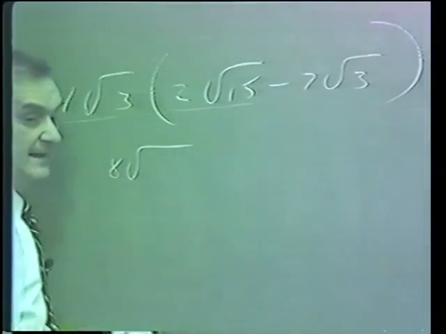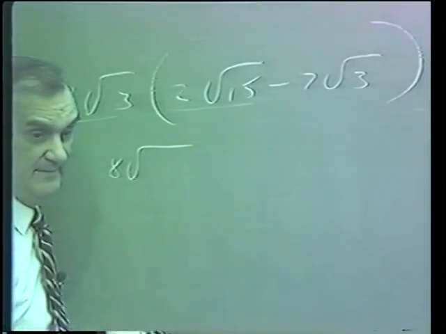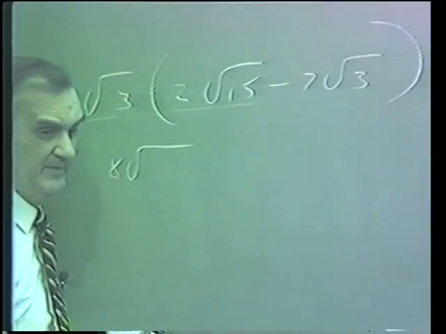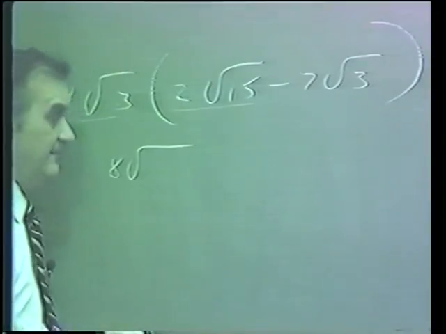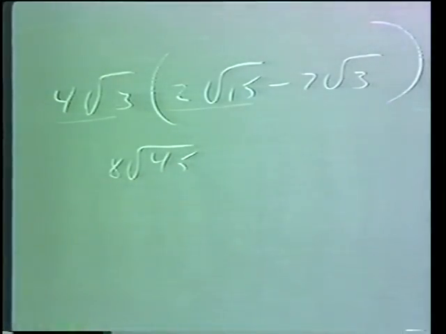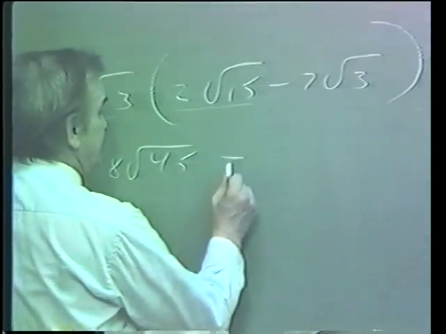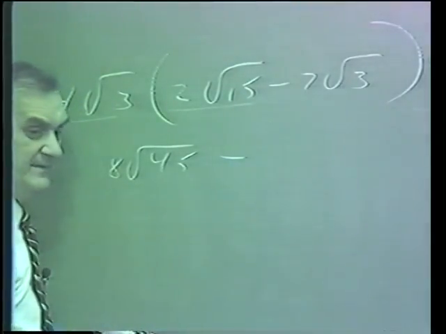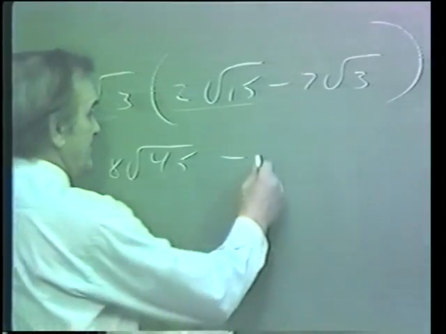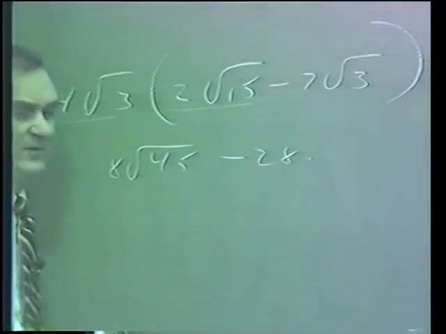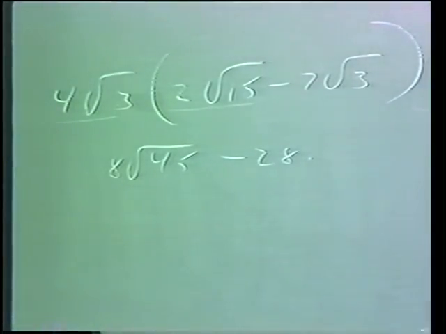The square root of 3 times the square root of 15 is the square root of 45, so 8 square roots of 45. So there's the first term. Now we multiply the second term. The coefficients, 4 times 7 is 28. The square root of 3 times the square root of 3 is 3.